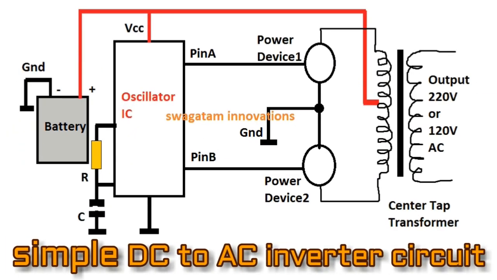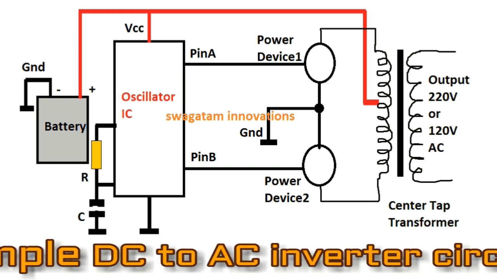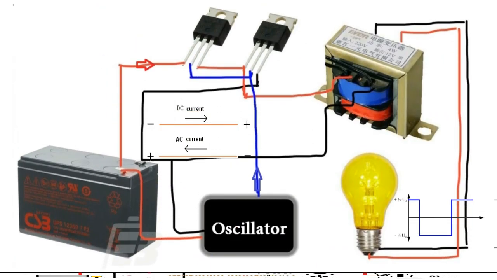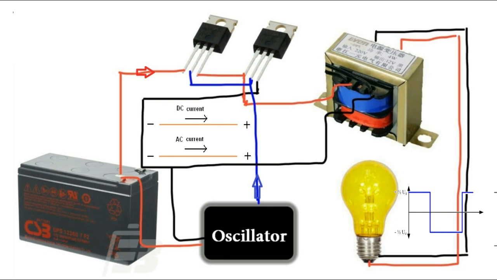Simple DC to AC inverter circuit. A 12 volt battery generates a DC supply, and the inverter will change it into an AC supply of 220 volts, 50 Hz, to operate any appliances.